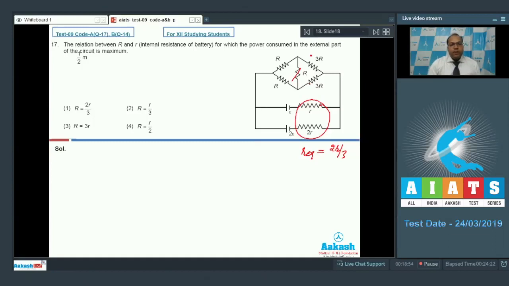From the maximum power transfer theorem, we know that the resistance of the external circuit must be equal to the equivalent internal resistance of the battery in order to have the maximum power. So we can say that the equivalent of this is 2R, and this is equal to the internal resistance of the combination of the battery, that is 2R by 3. So the value of R comes out to be R by 3. So option 2 is the correct answer. Let's move to question number 18.